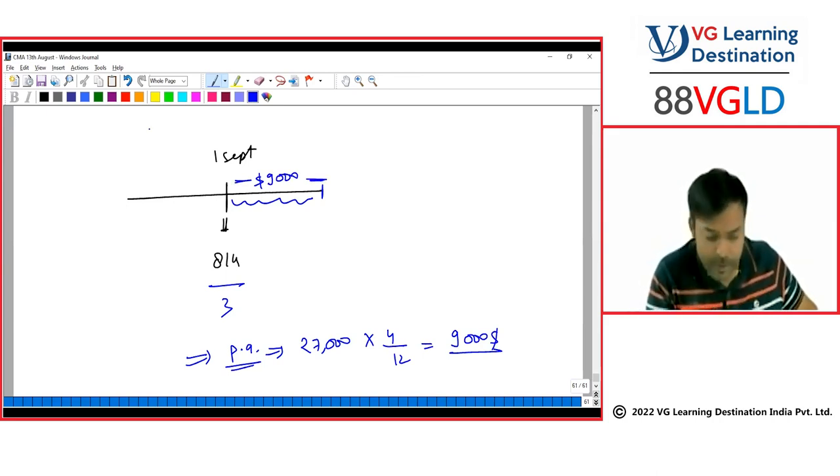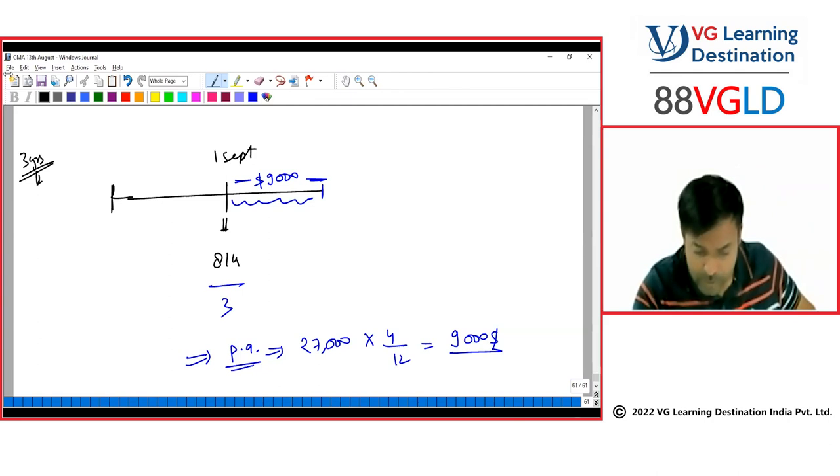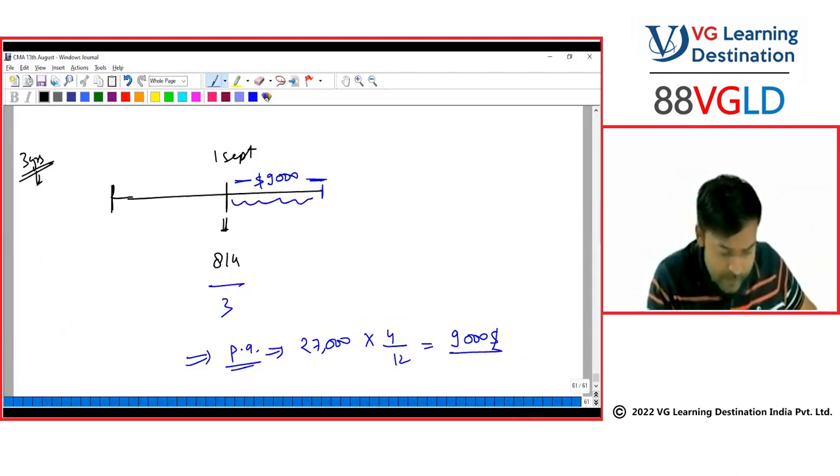But we have another policy which you have taken 3 years before. How much is the value of that policy? Value of that policy is 57,600. What is the duration for that policy? 57,600, which is again for 3 years. How much is going to be per annum?